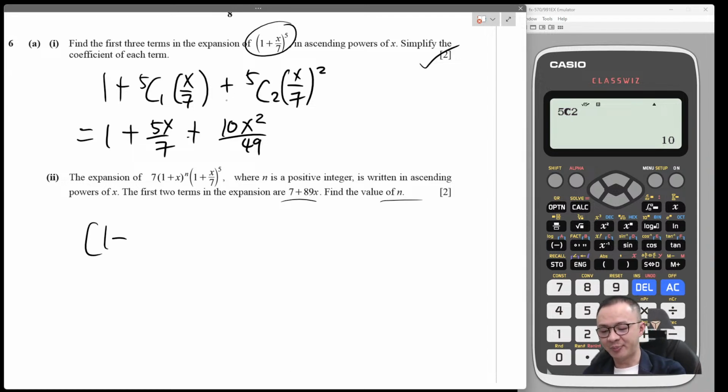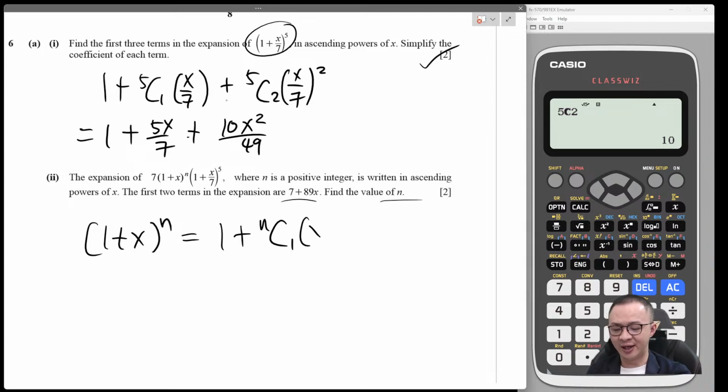Okay, I will expand (1 + x)^n, because I want up to x power 1, right? I think expanding 2 terms is enough. This is nC1 and x power 1, right? Yeah, I can do nC2 x power 2, but because this one is about x squared, I don't even need x squared here. So you just stop here. So this one I did, right?